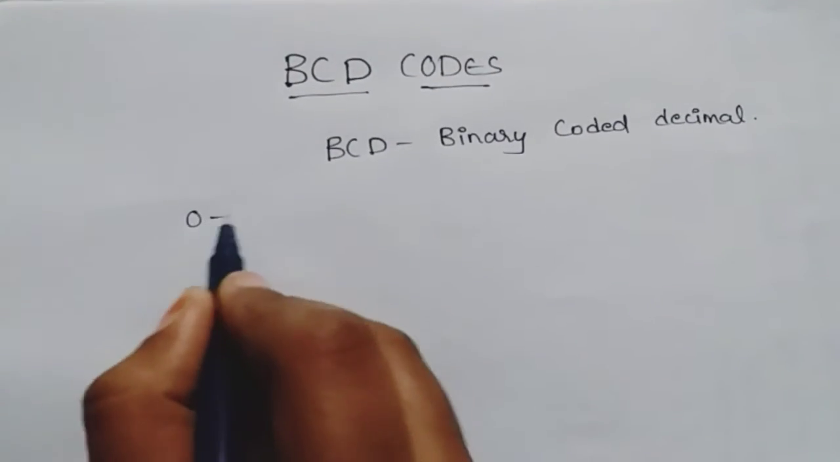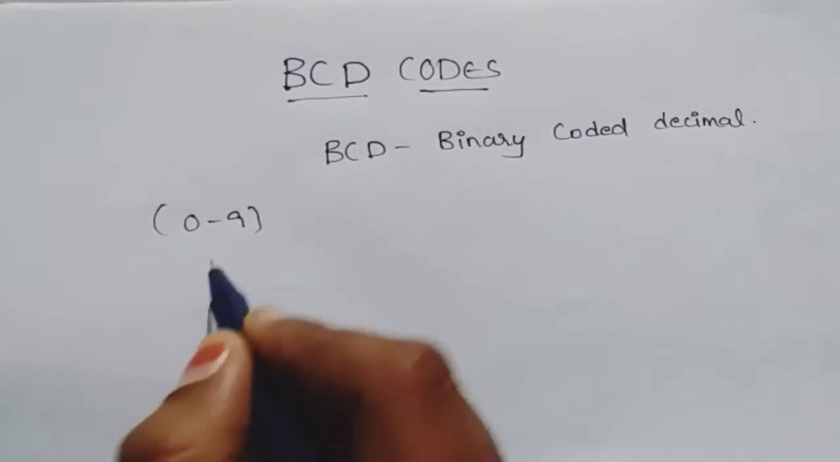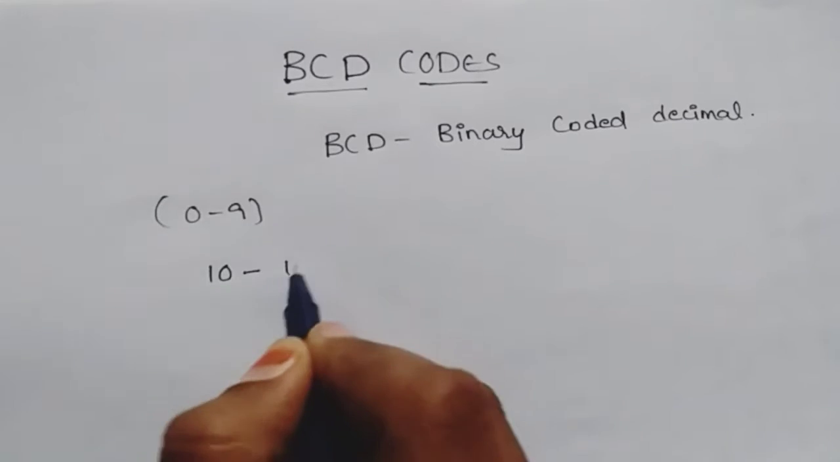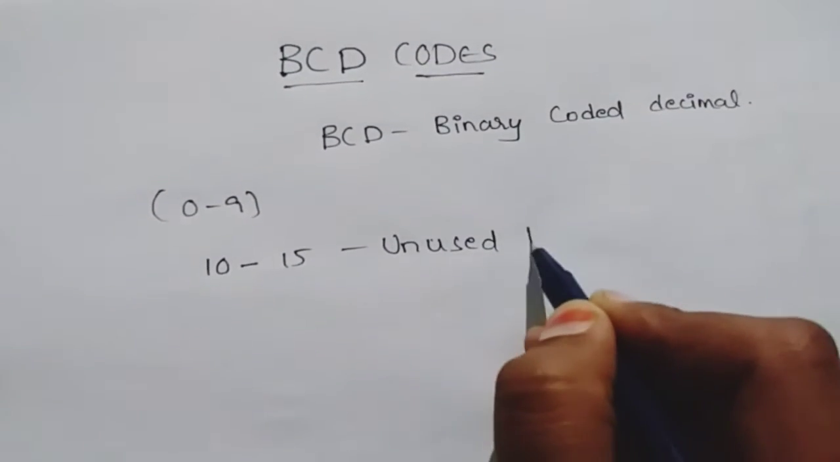The digits 0 to 9 are converted into binary bits, and from 10 to 15 we have unused terms, digits.